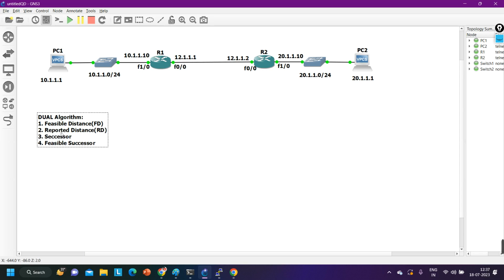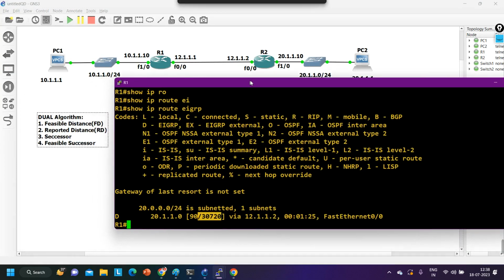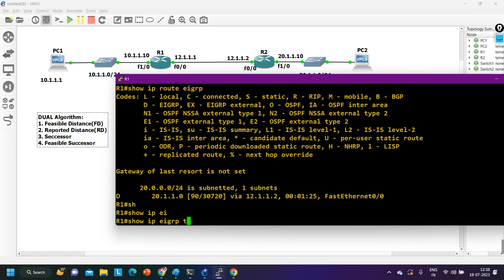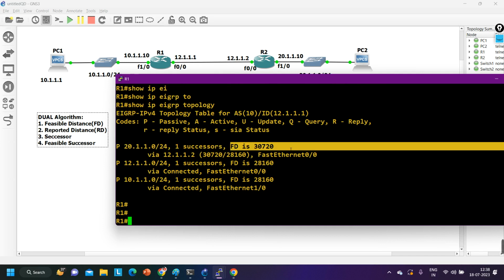Done. See guys, what is FD? FD is the total distance from source to destination. Like on router number 1, if I show you the topology table, so IP EIGRP topology. See, we have the 20.1.1.0/24 network. What is FD? FD is 30720. Yes or no? This is, guys, the metric from R1 to this network.